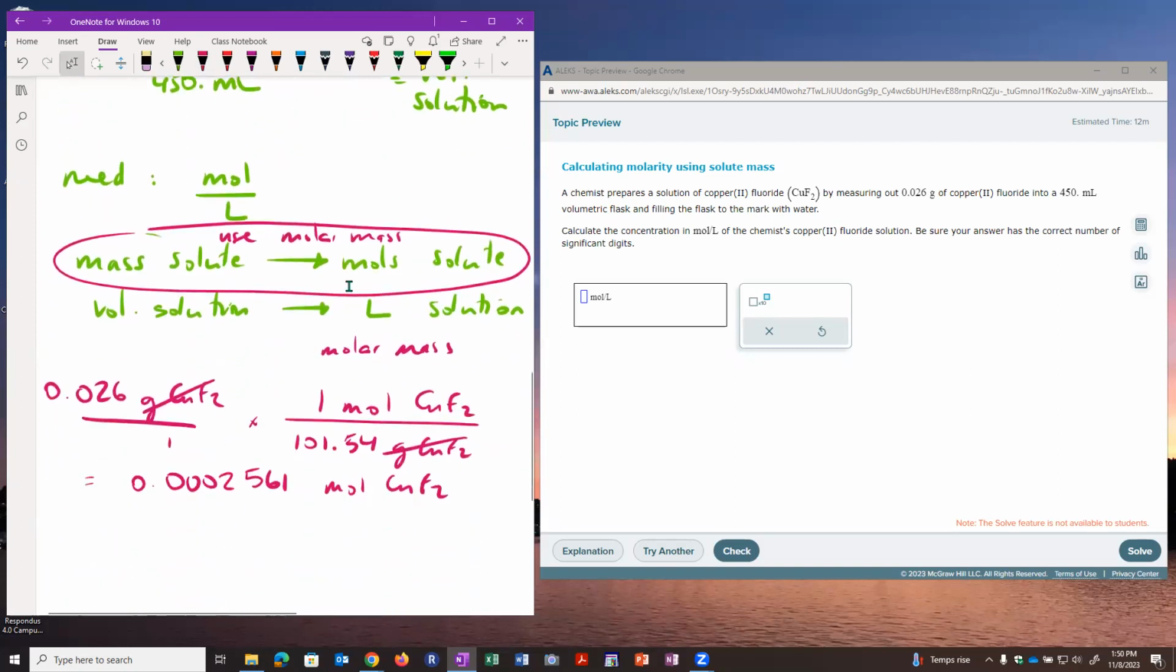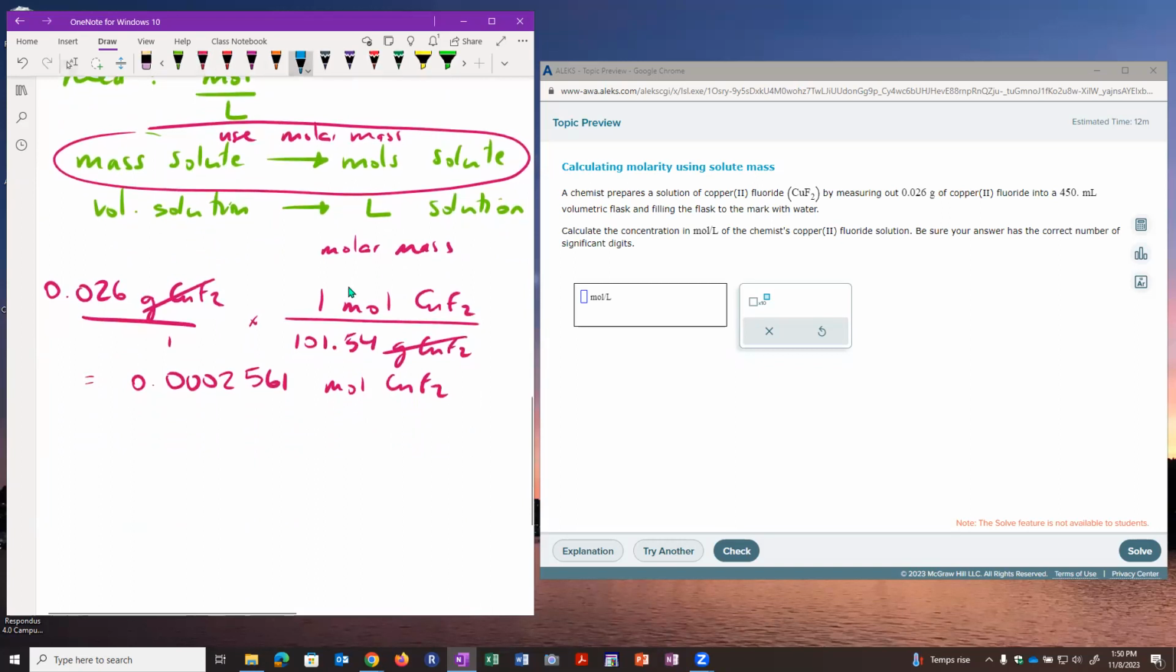I also need the denominator in liters, so the volume in this case. I'm given 450 milliliters of the solution. That's a metric conversion. So for every 1 liter, there's 1,000 mils. So we end up with 0.450 liters as the volume.